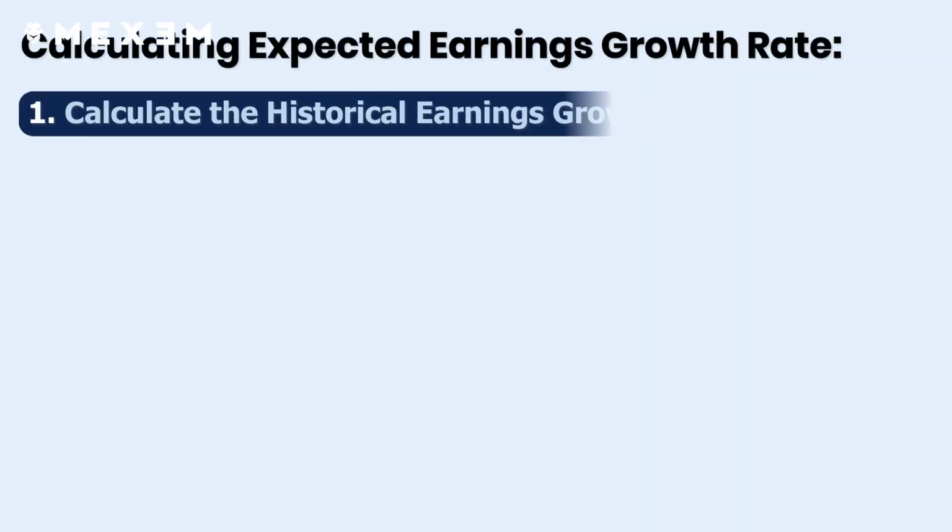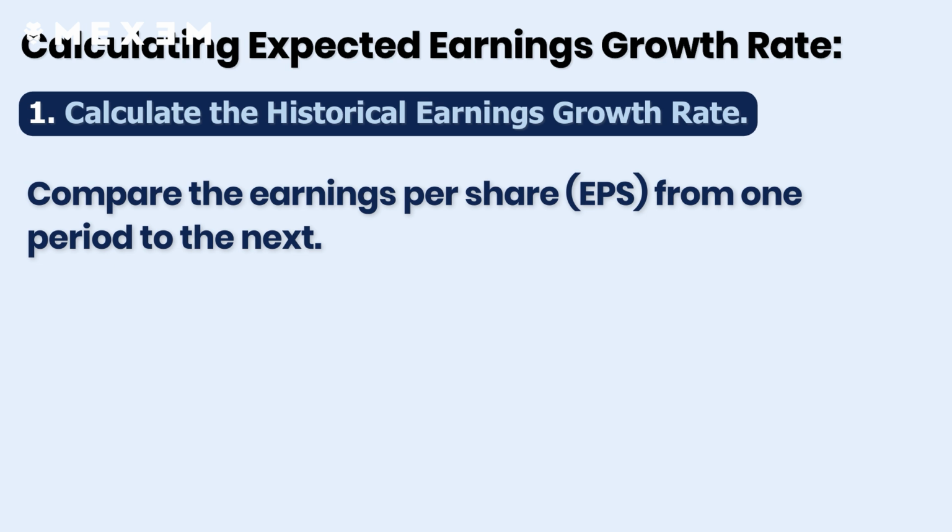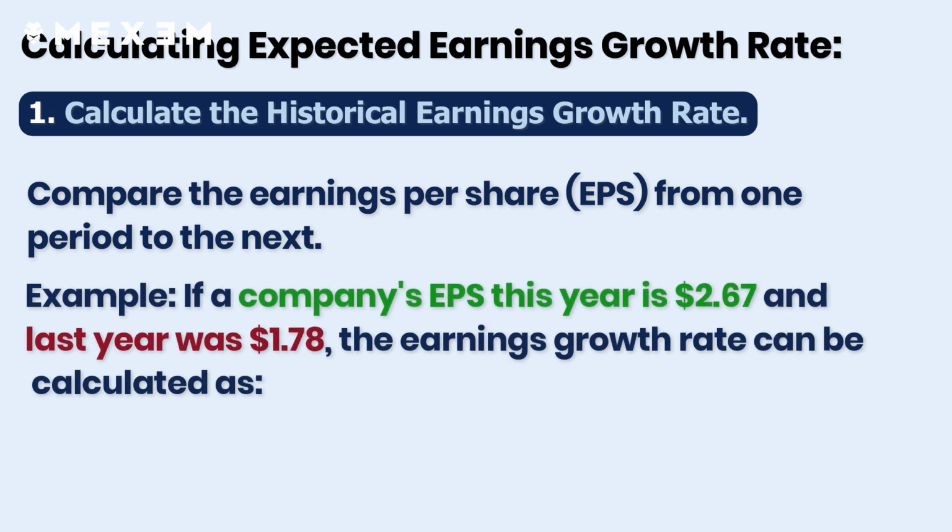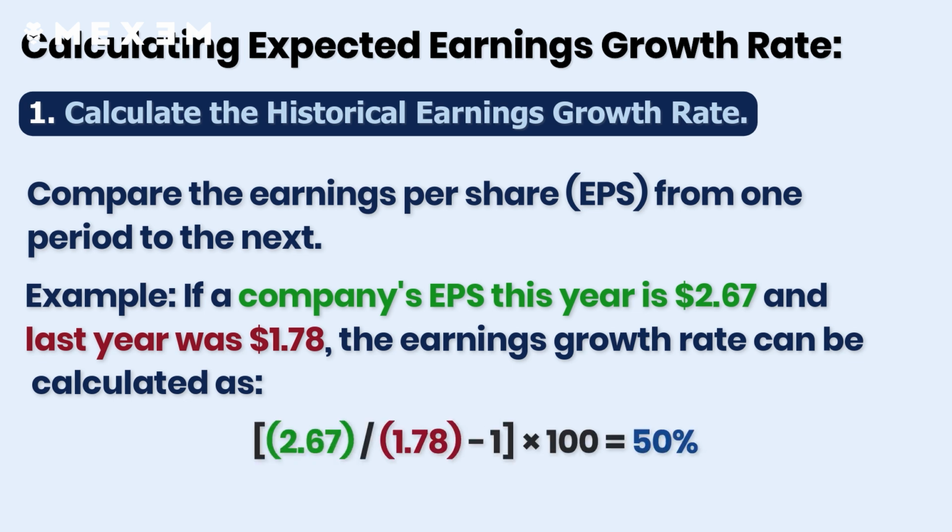1. Calculate the historical earnings growth rate. Compare the earnings per share, EPS, from one period to the next. For example, if a company's EPS this year is $2.67 and last year was $1.78, the earnings growth rate can be calculated as 2.67 divided by 1.78 minus 1, multiplied by 100, which equals 50%.